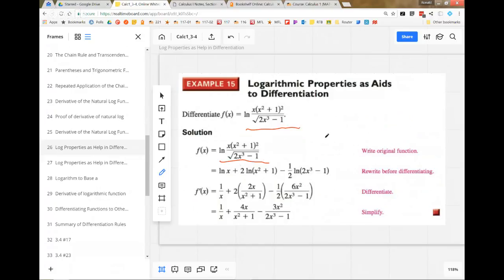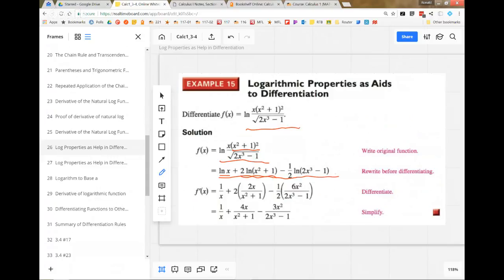What happens when you take the natural log of, first of all, a multiplication, x times something? Oh, it's the sum of the natural log of the first thing plus the natural log of the second thing. And when you take the natural log of something to a power, that's 2 times the natural log of the base. And then if you divide, you subtract that. Why is it 1/2? Because this is really (2x cubed minus 1) to the 1/2 power. So this is all done with log laws. I haven't done any calculus there.